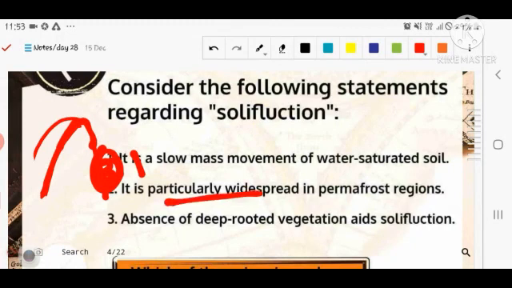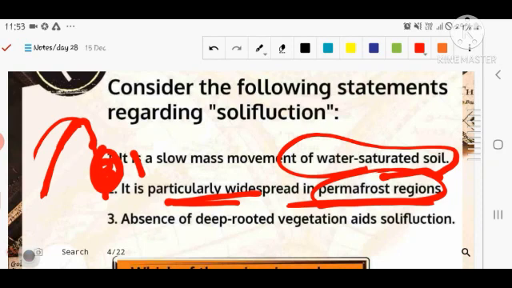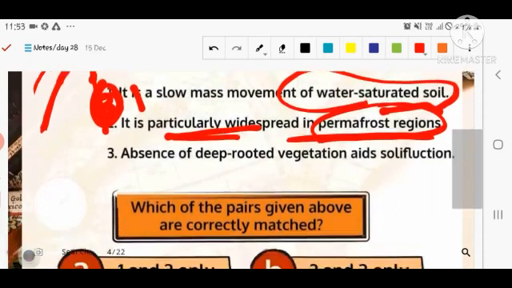Number second, it is particularly widespread in a permafrost region. It means that this type of situation is found in the permafrost region. What do you mean by permafrost region? Permafrost region is nothing but the region where water is continuously frozen for 2 years, and such regions are found commonly in Siberia, in which the whole soil can be frozen and economic activity cannot be done in the area.